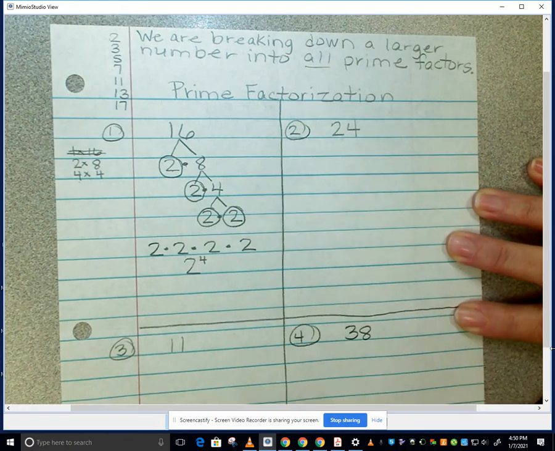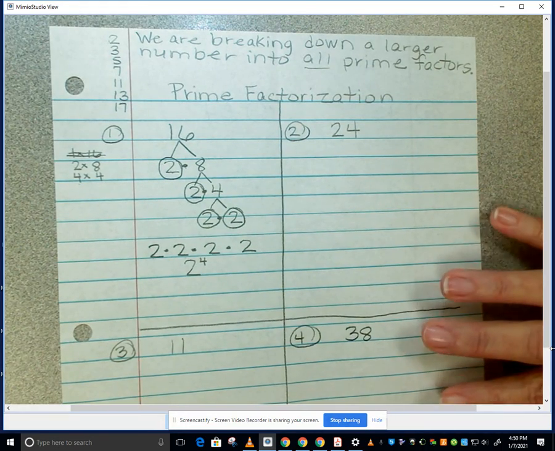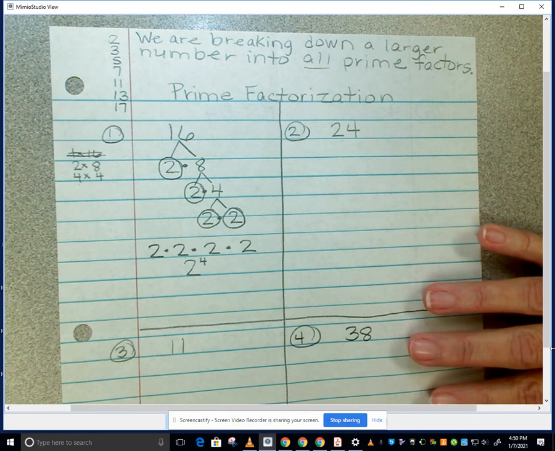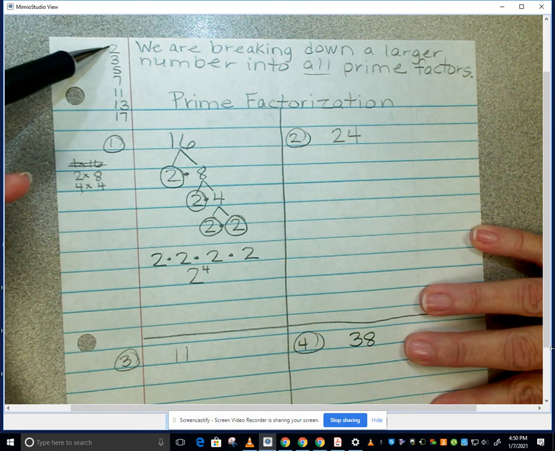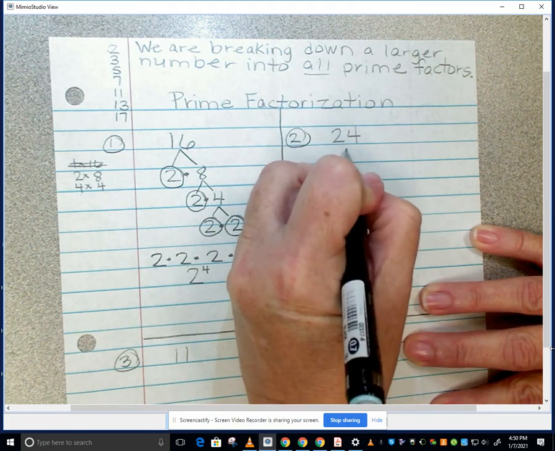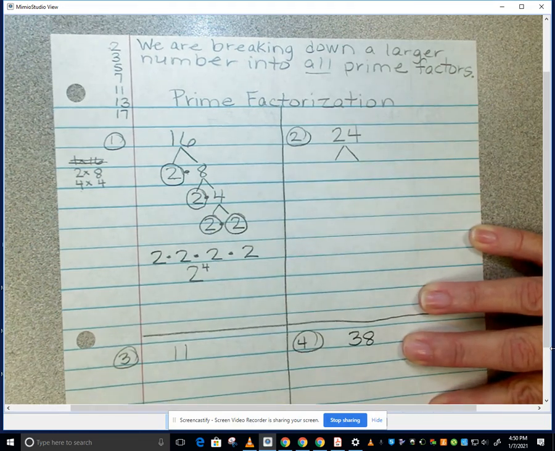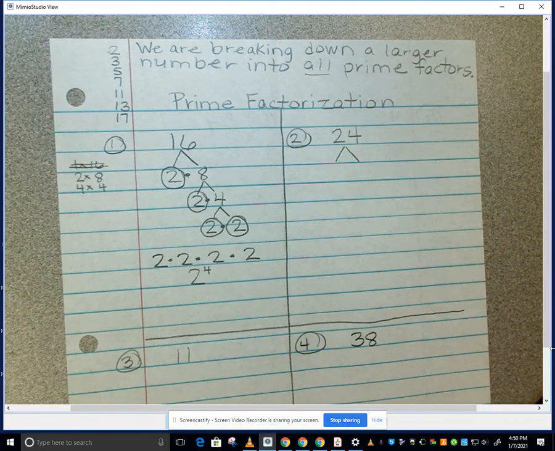Let's go to 24. I'll also let you in on a little secret. Every even number is composite except for the number 2. So if you see an even number, you're going to go ahead and branch it. Like 24 is even, so we know it's composite. All even numbers are composite except for the number 2. Now that does not mean that all odds are prime.